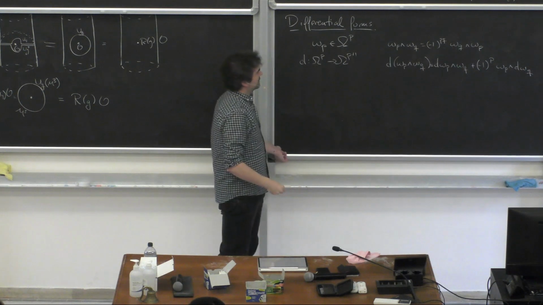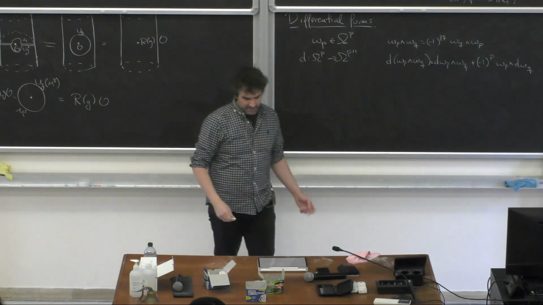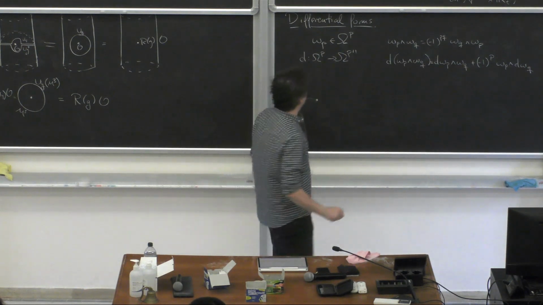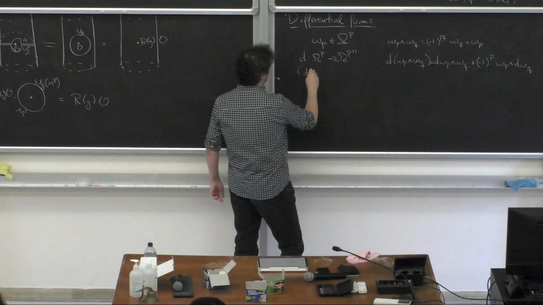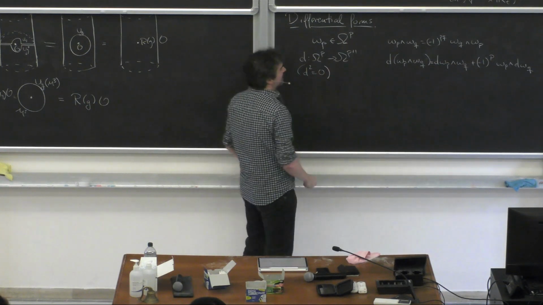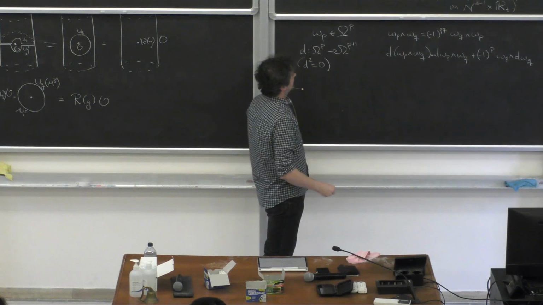All right, so that's standard. And the thing that's perhaps a little less standard is that we have an integration. Let's say D satisfies that D squared is equal to 0, of course. And the thing that's a little bit less standard is that I have a Stokes formula.